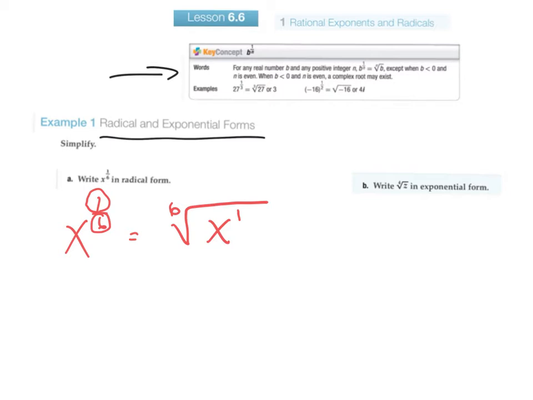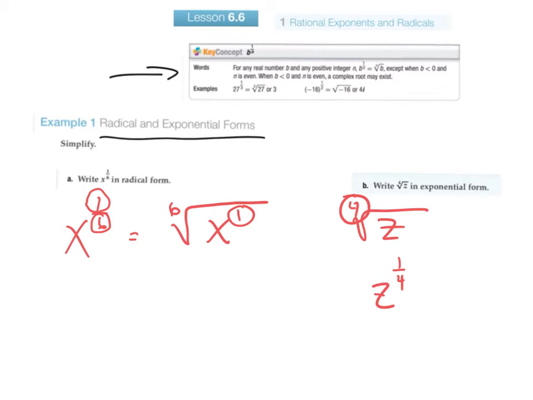Now we can do the same thing if we have radical form. So if we have radical z to the 4th root, we will change that to a z, but we're going to have a fraction. What's the exponent of z? It's a 1. The root is 4, so it's going to be the fraction 1/4. So this number is the root, and it's also the denominator of the fraction. This number, or what's inside the radical, is the numerator.